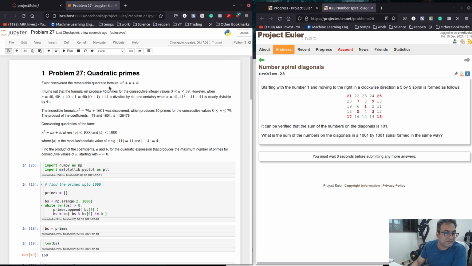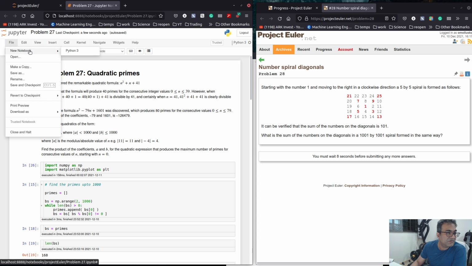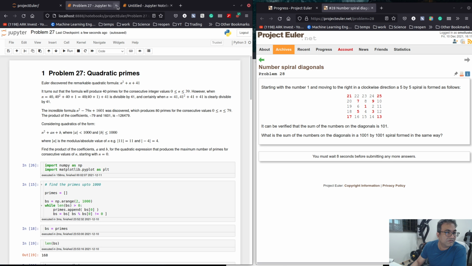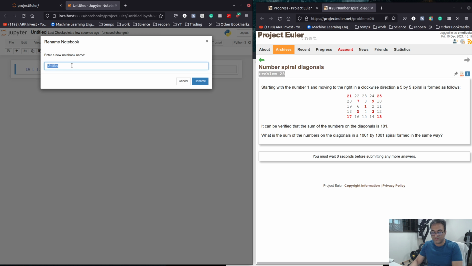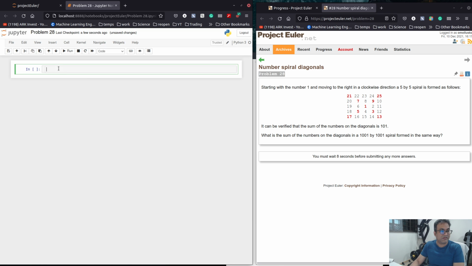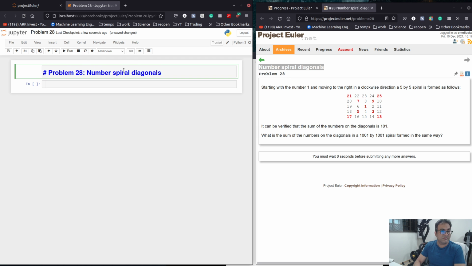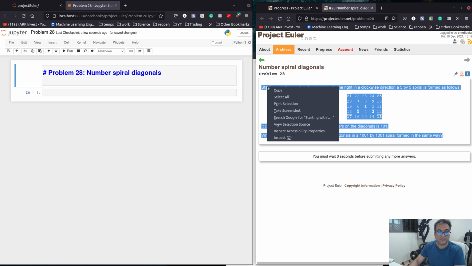I think this deserves a new notebook. This is problem number 28, and this is called number spiral diagonals. Okay, and let's copy this.